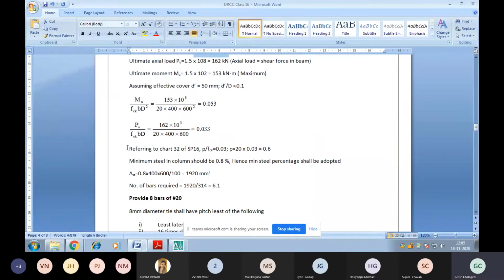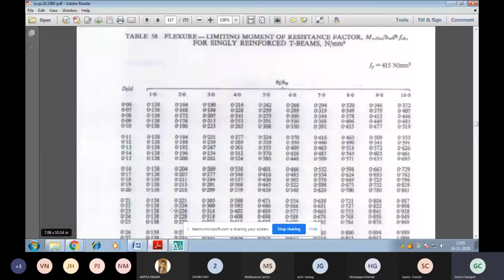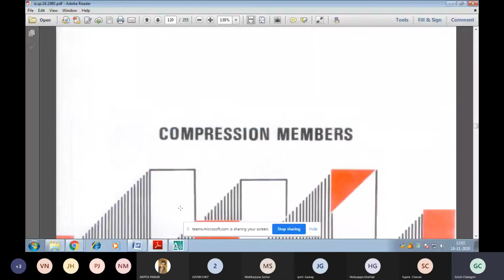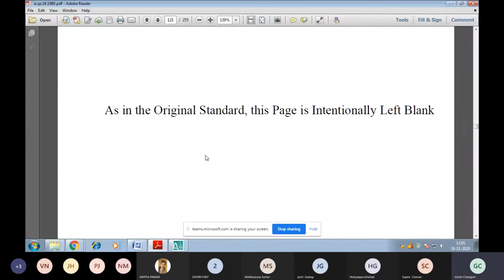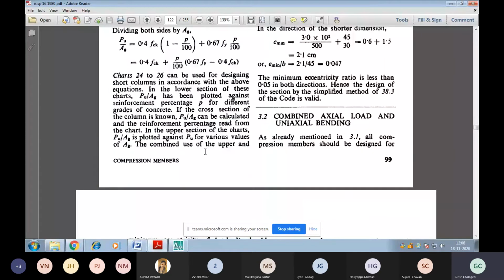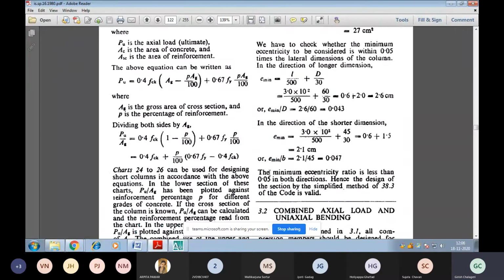Referring directly to SP16, chart 32, before getting into the chart we want to know the formula that we can see in SP16. After a certain page we can see compression members, which means the columns. Some notifications on columns are given: what is the load applied, how it is applied, how the area is found. Here you can see one example is given, that is only an axially loaded column, with the formula given.